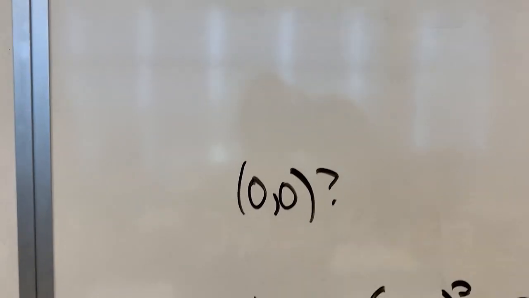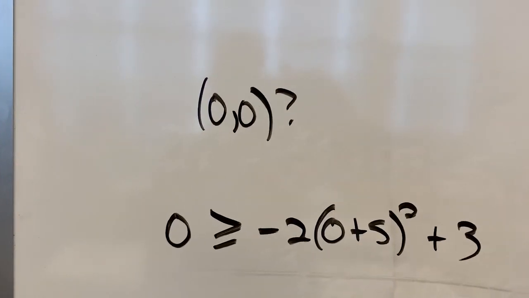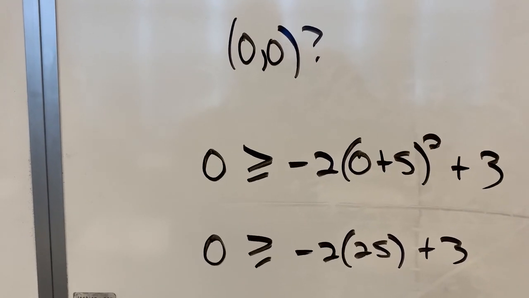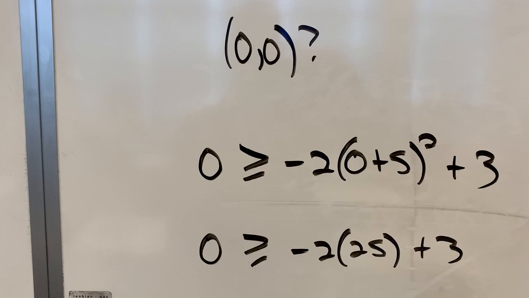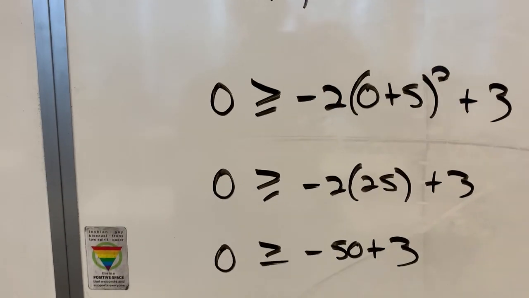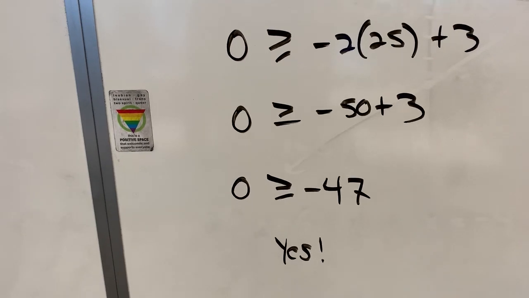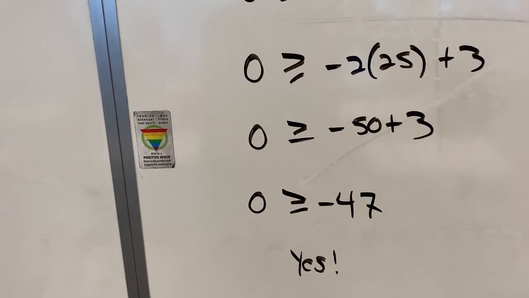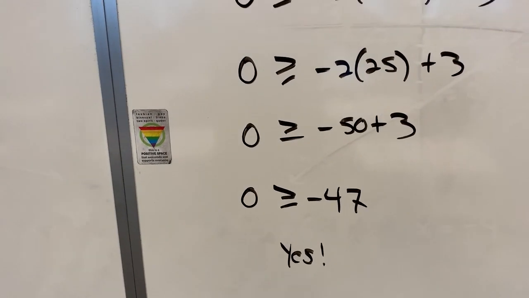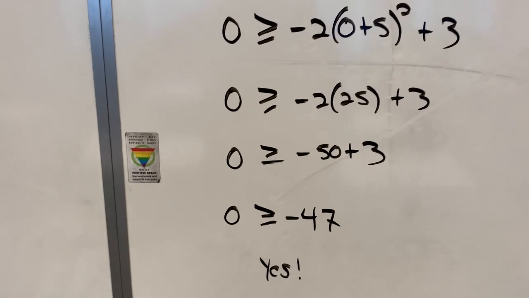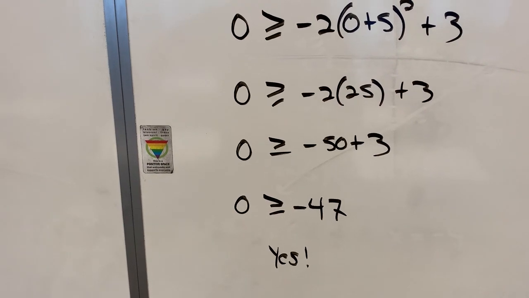So in this case, I stick 0 in for x and y in my original inequality. I carefully do the BEDMAS. 0 plus 5 is 5. 5 squared is 25. 25 times -2 is -50. And I find out, oh yes, 0, 0 does work in that inequality. 0 is larger than -47. So that tells me that 0, 0 and the region including 0, 0 needs to get shaded.